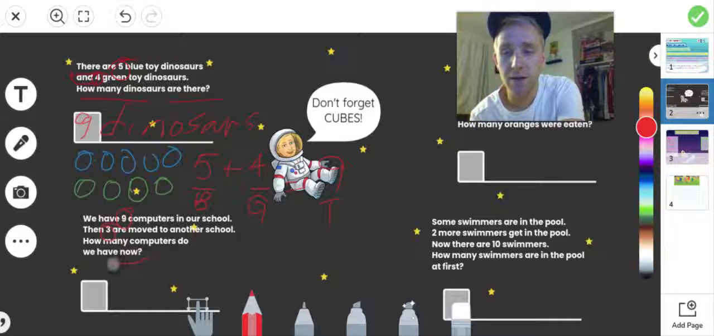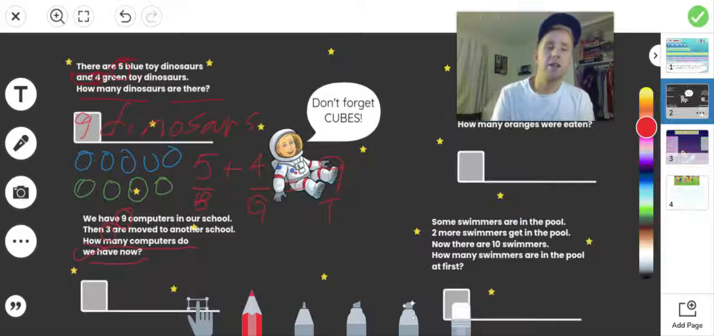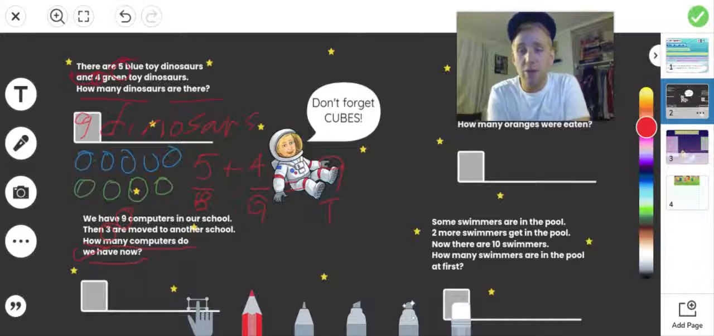I'm going to go backwards till I see a capital letter. Don't see one there, so I'm going to come up here and keep going. I'm sorry, my line got crazy. There it is. H, capital letter H. All right, let me read my question. How many computers do we have now? Oh, we're trying to figure out computers.